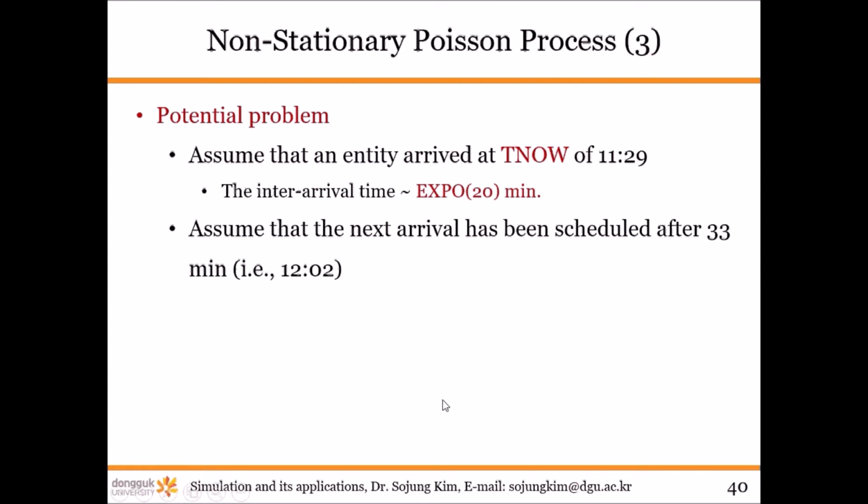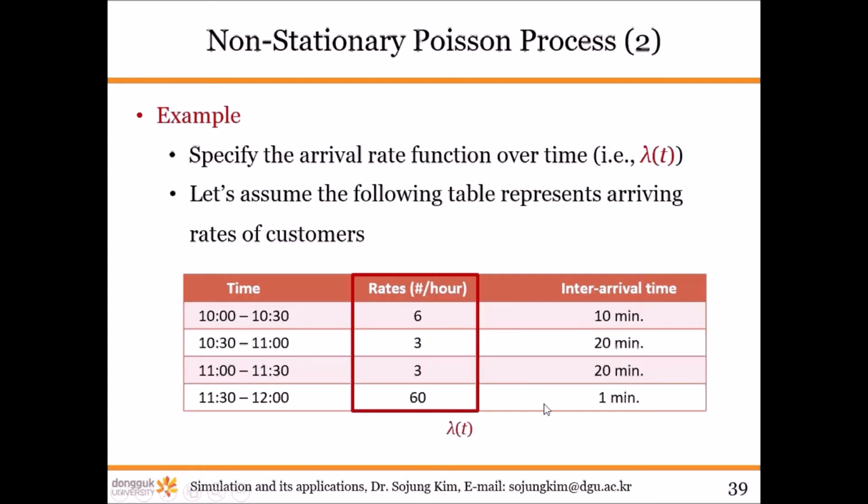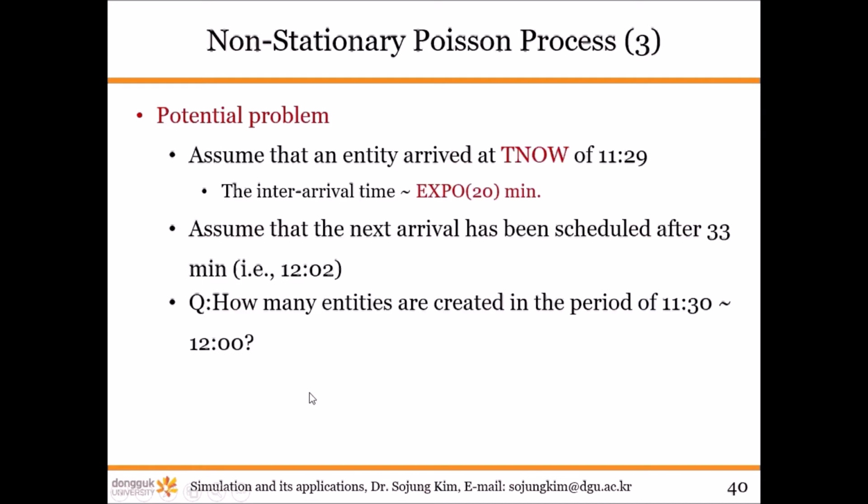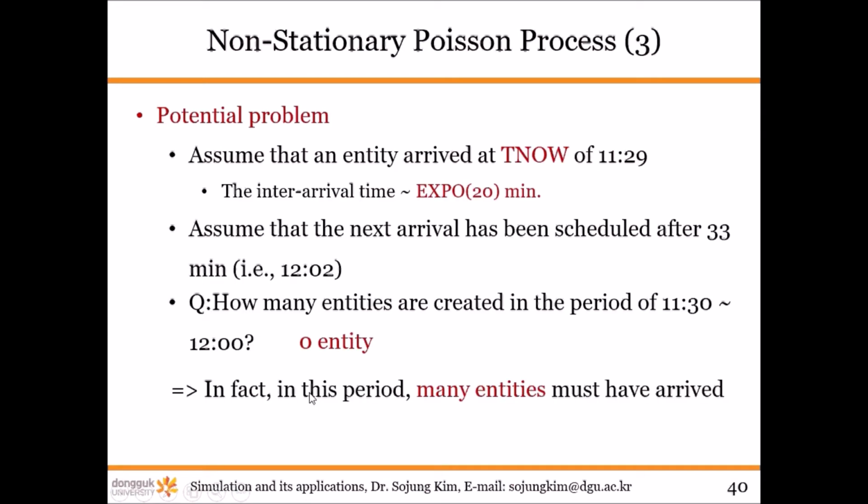However, we know that in this interval there should be many entity arrivals, because our arrival rate during this interval is 60 customers per hour. So we cannot ignore this lambda value during this period. That's why you need to use another technique to avoid this kind of potential problem.